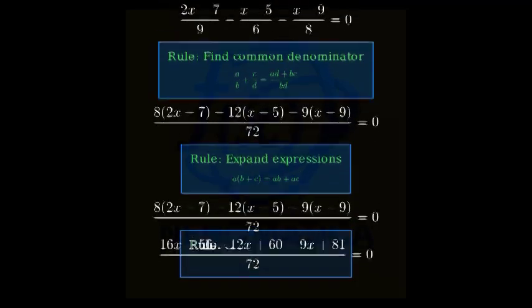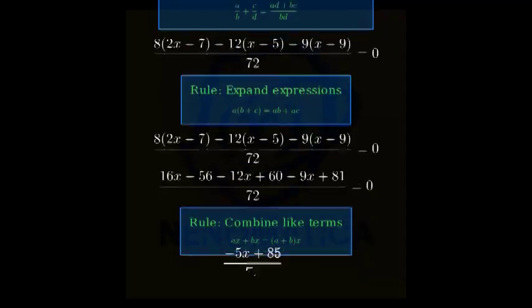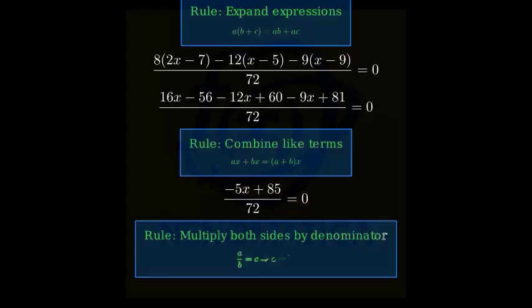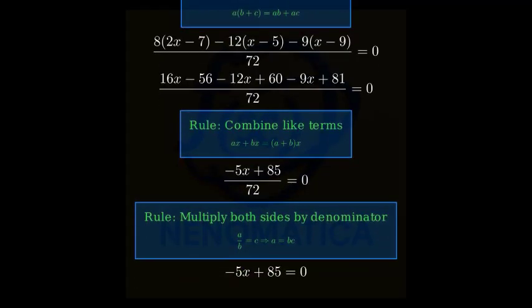Step 4. We'll combine like terms in the numerator. 16x minus 12x minus 9x equals negative 5x. And negative 56 plus 60 plus 81 equals 85. So our equation becomes negative 5x plus 85 over 72 equals 0. Step 5. Since we want to isolate x, we'll multiply both sides of the equation by 72 to eliminate the denominator. This gives us negative 5x plus 85 equals 0.